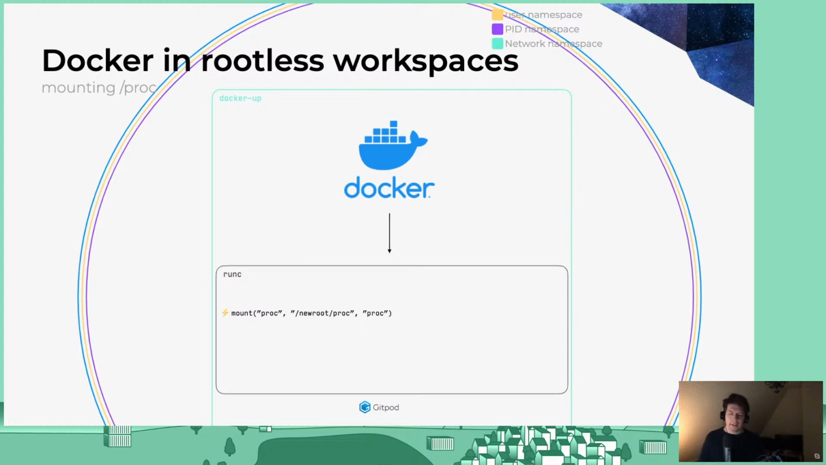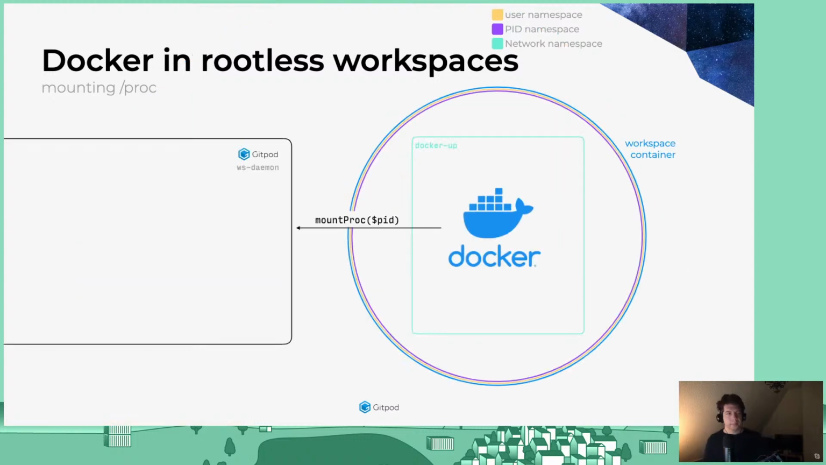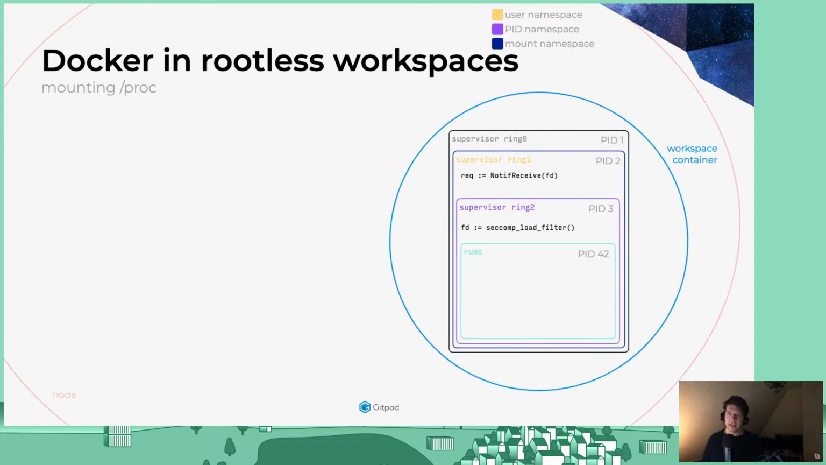What you could also do is use a feature called seccomp notify. This was introduced in Linux 5.0. With seccomp notify, you can load a seccomp filter that does not just return something like ACT_ERRNO or ACT_ALLOW, but there's a new action called ACT_NOTIFY. And the way this works is when you load this filter, you get a file descriptor on which you can call notif receive, and you'll get a request whenever some seccomp filter triggers ACT_NOTIFY.